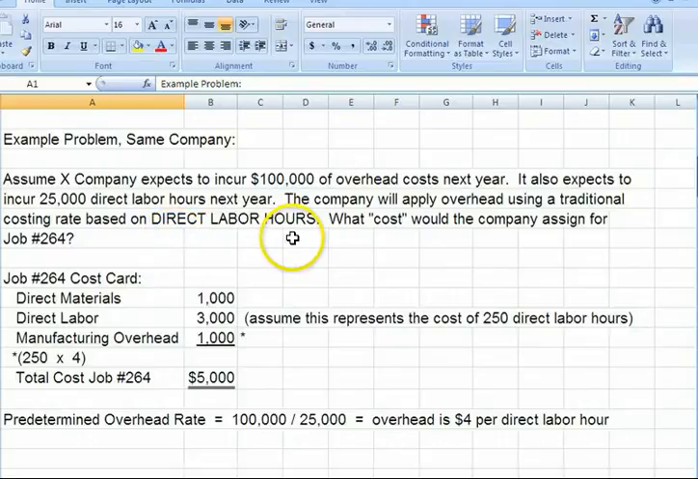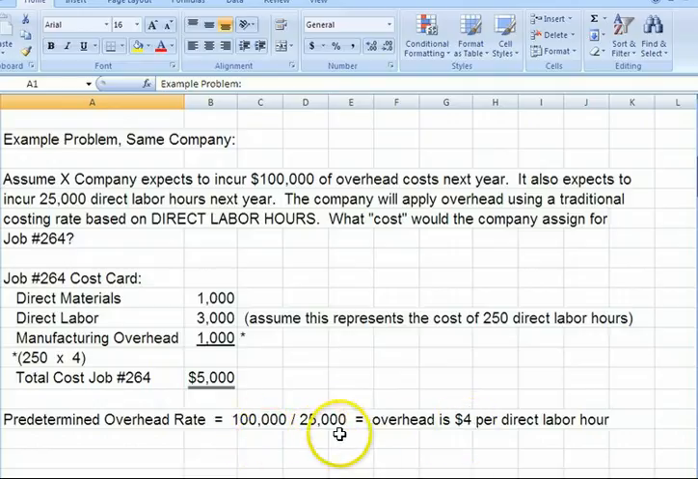So again, if a product has a lot of direct labor hours, it probably spent a lot of time in the factory and should be responsible for paying more of the light bill and the heat bill and other types of overhead costs than products that don't have a lot of direct labor hours. So to come up with the overhead rate for this, again, I need the estimated overhead on January 1st, 100,000, but now I'm going to divide by the expected amount of direct labor hours for the upcoming year. That's 25,000. 100,000 divided by 25,000 crunches out to be $4.